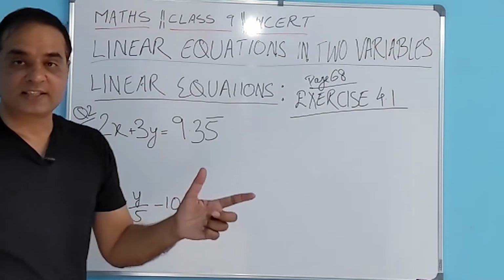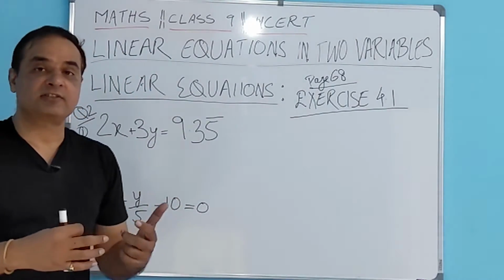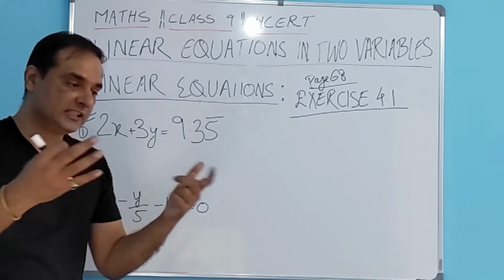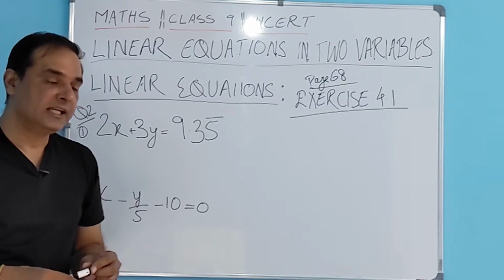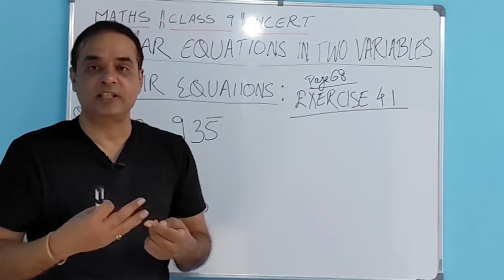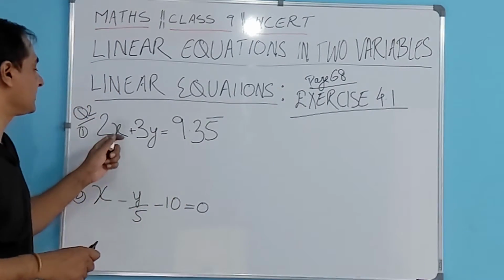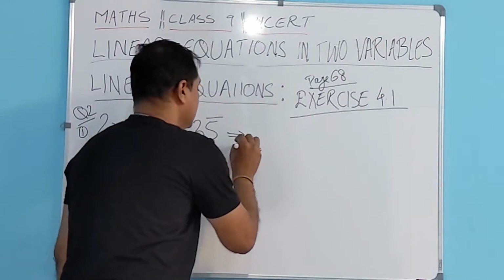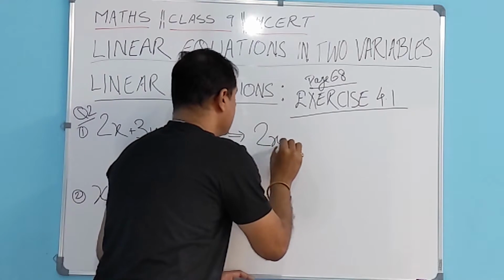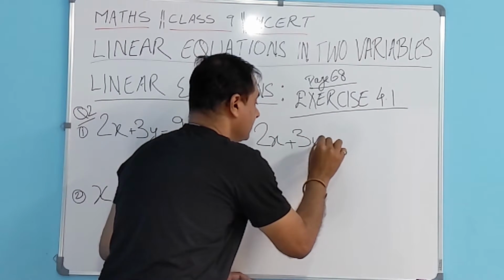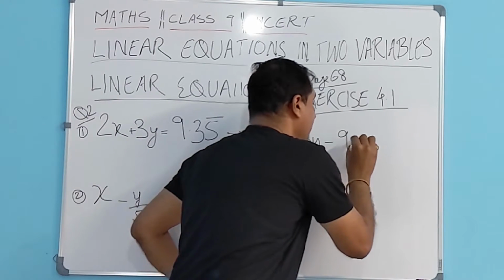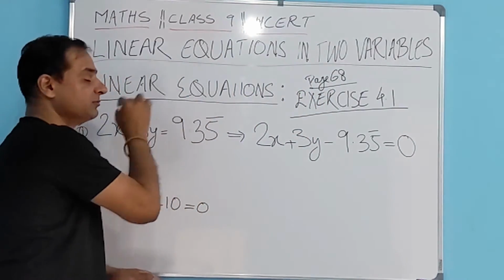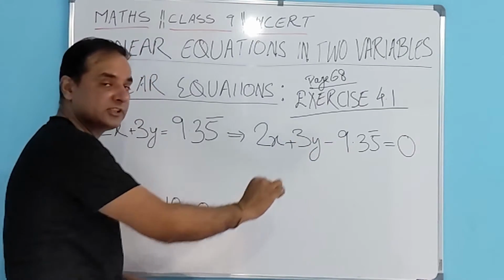So this question number 2, it says these are the equations which are given. We have to write that in the form ax plus by plus c equals 0, which is the linear equation in two variables, and then we have to identify what a, b and c are. So first equation, 2x plus 3y equals 9.35, which has a bar on top of it. So how can we write that? We can write that as 2x plus 3y minus 9.35 bar equals 0. So this 9.35 will come to the left hand side of the equation, so it will come with a negative sign.